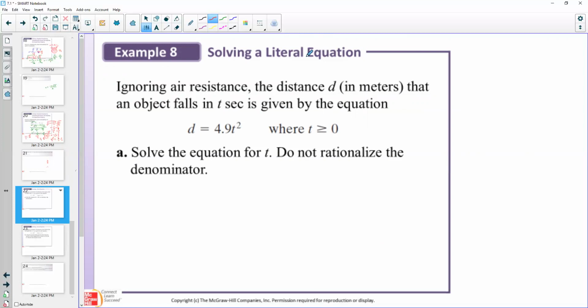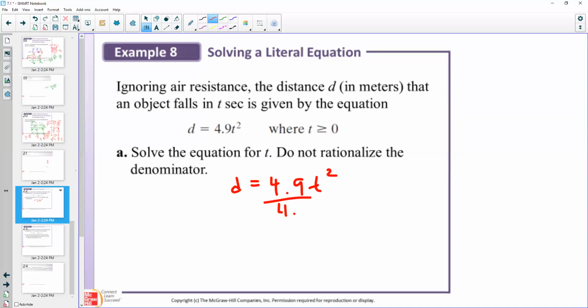All right, these are some of the applications of this. It says, ignoring air resistance, a distance d in meters that an object falls in t seconds is given by this equation: d equals 4.9 t squared. Solve for t. Don't rationalize the denominator. Basically what they want is for you to get t by itself. Okay, I can do that.